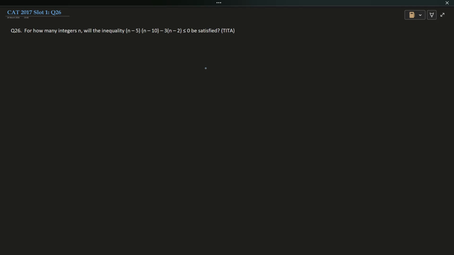Okay, for how many integers n will the inequality be satisfied? Please, guys, remember integers. And please be careful, less than or equal to 0.